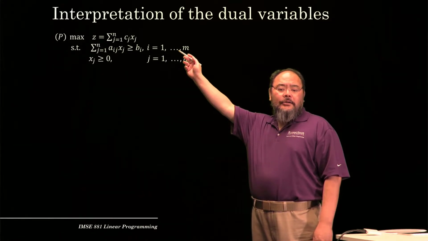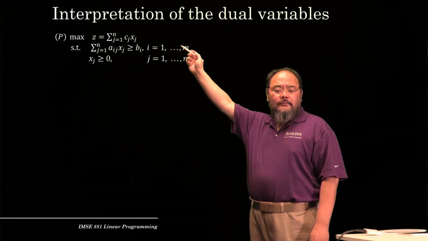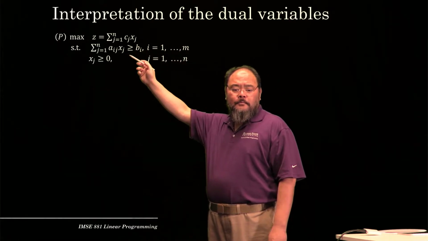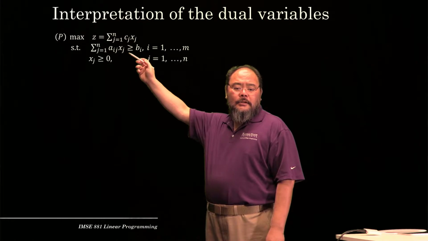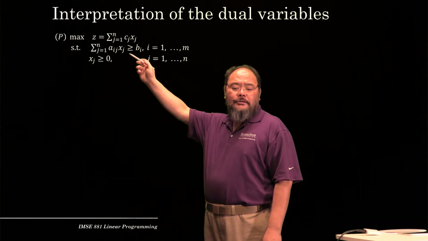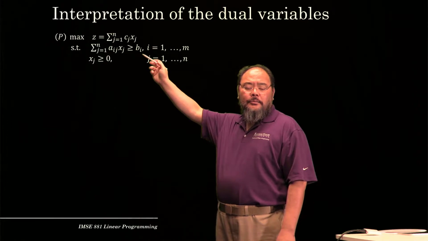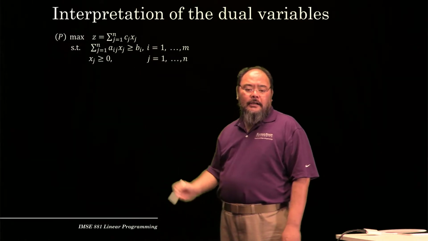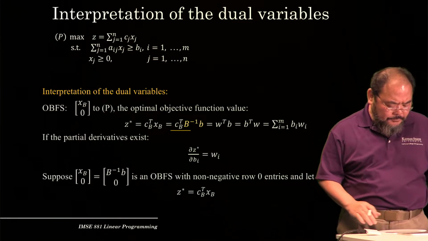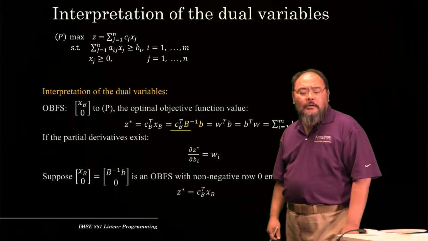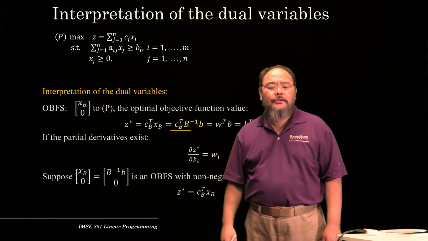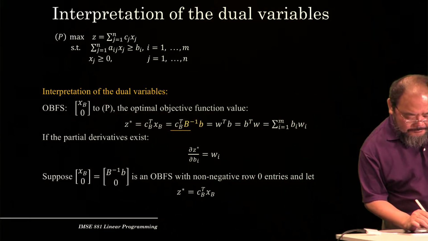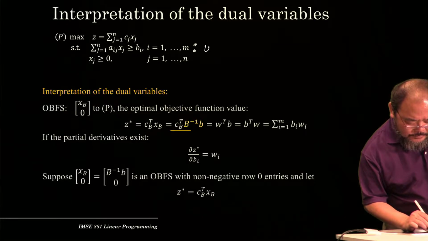Maximize z equals the sum of Cj times Xj. The constraints are the sum of Aij times Xj greater than or equal to Bi, where B is the right hand side, and X are non-negative for all of them. Let's look at the interpretation for the dual variable. The corresponding dual variable should be here. So this is the omega.